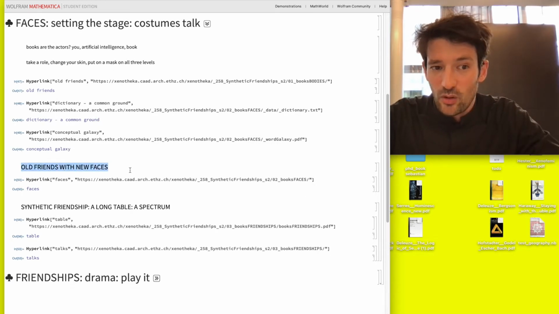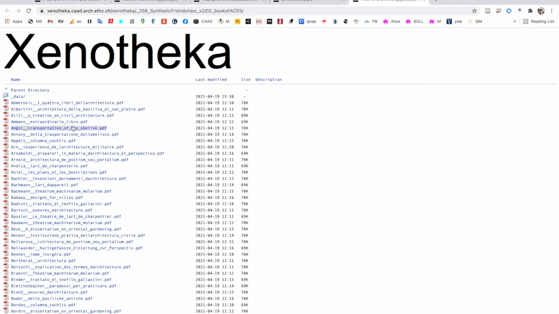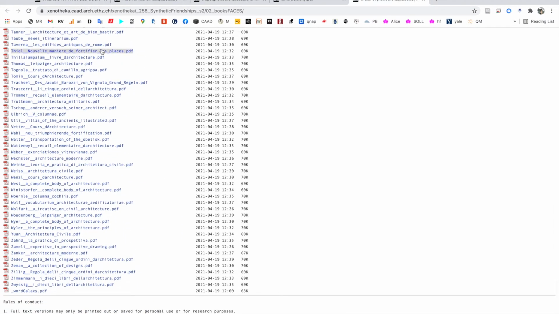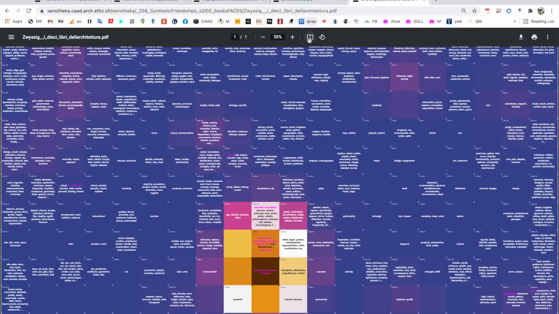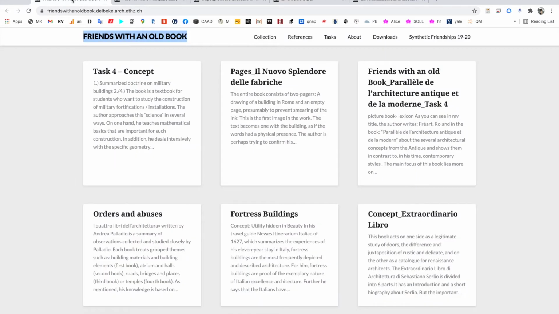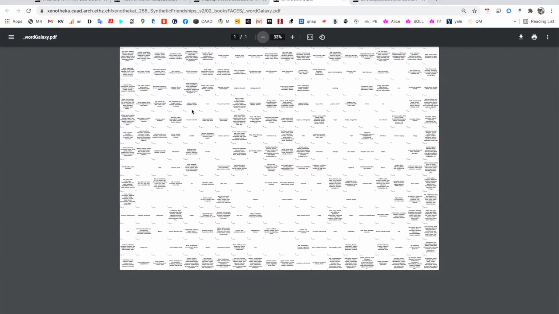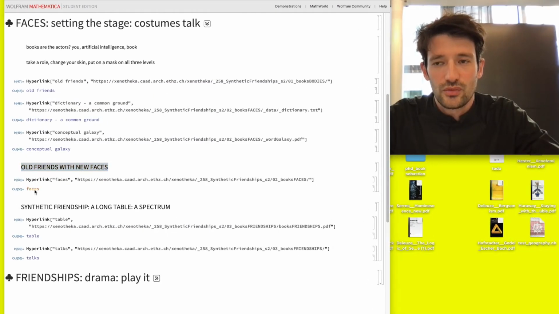And these are the old friends with the new faces. And they are synthetic faces. So for each of your texts, there is a face. Word galaxy is this galaxy that we have. And let's look at this one, for instance. So in this whole galaxy of concepts, this one is focused here in the center. Yeah, let's take another one, just to have two.